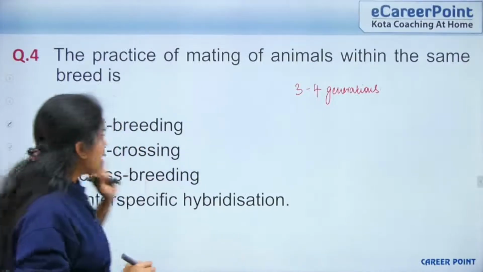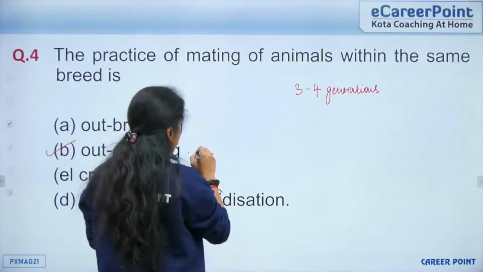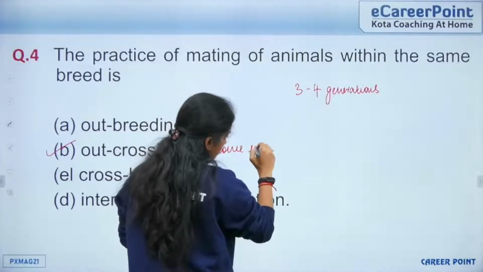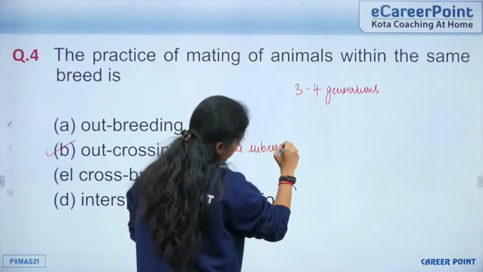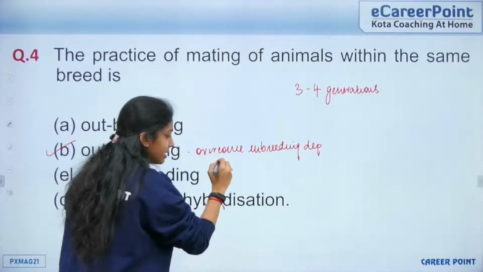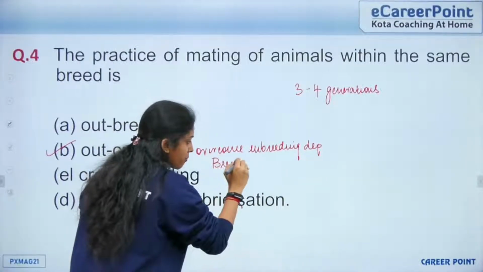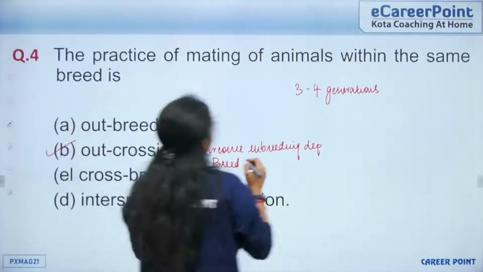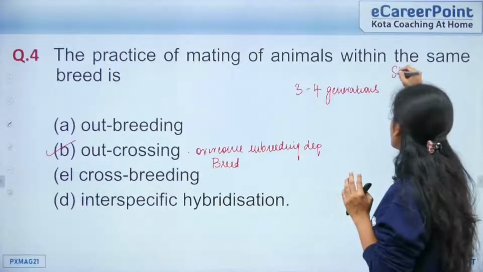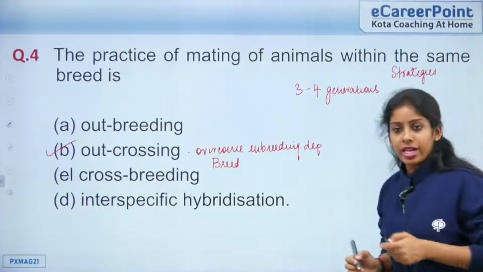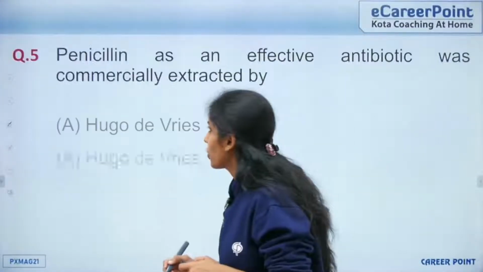Yes. Outcrossing is done to overcome inbreeding depression, if you remember. They still mate within the same breed who do not have common ancestors. This question comes from the chapter Strategies for Enhanced Food Production. Okay, so here we go to the next question, question 5.